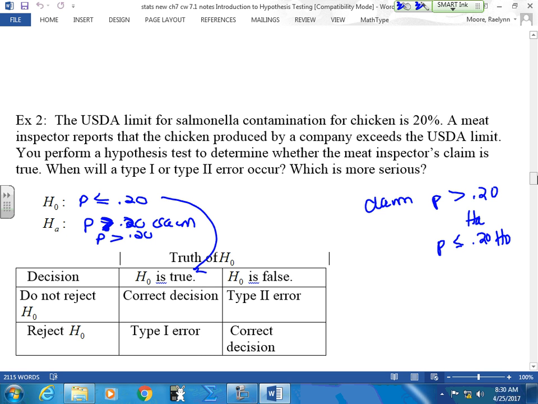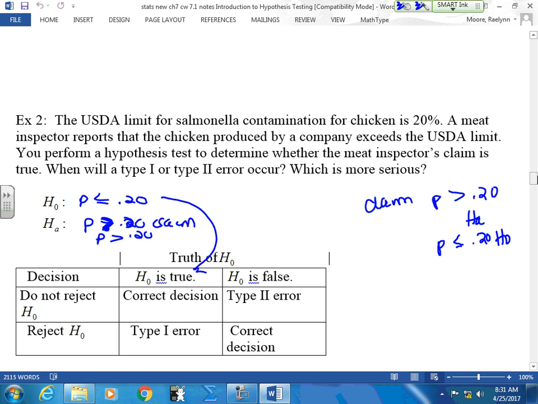Now, flip side of this. Here's my H0. My H0 says less than 20%. This was not right. This was false. I really do have more than 20%, and they did not reject me. So now the public comes to my store thinking, I'm all good, I'm within my limits, but I'm not. What happens?